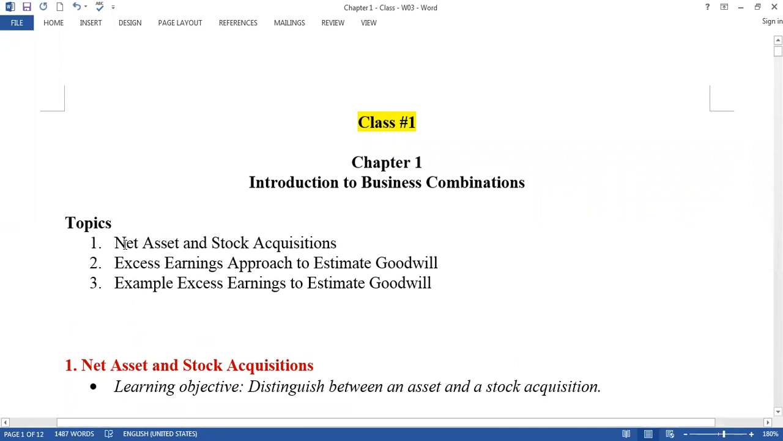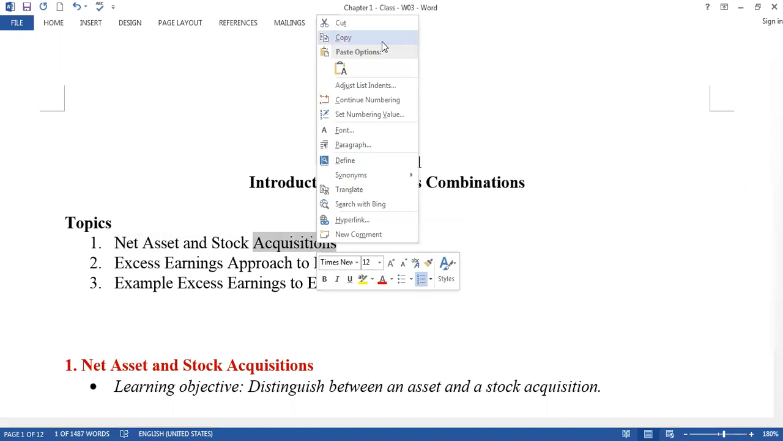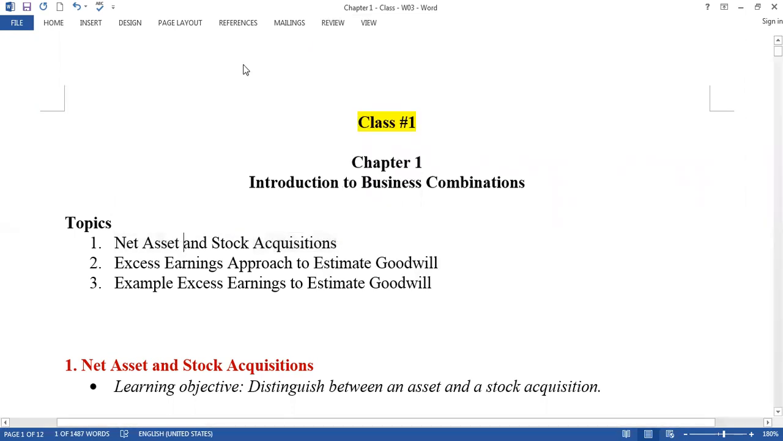We are going to learn how to calculate net asset. Then we are going to compare the net asset acquisition and the stock acquisition. This is the first topic. So first we are going to learn how to calculate net asset. Then I will explain the difference between these two: net asset acquisition and stock acquisition.